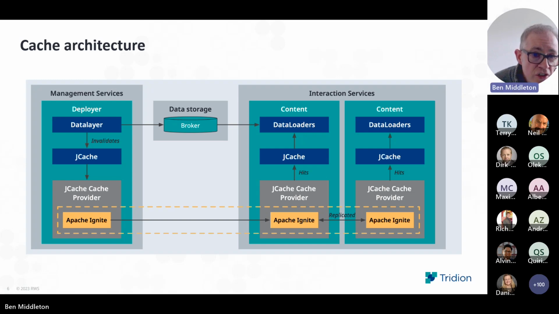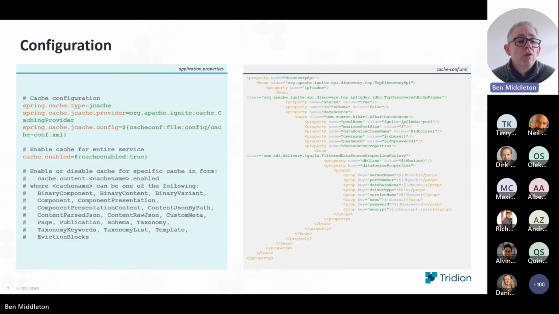In terms of configuration, there's not a lot great to it. So we have two configuration points. In our application properties, you can obviously see this is the JCache implementation. It tells you the JCache provider, and then we just point to a configuration file. The only other thing we include in here is the ability to blanket disable various parts of the cache.